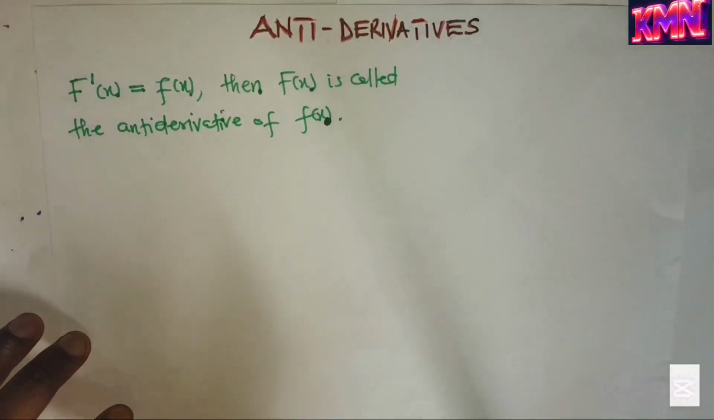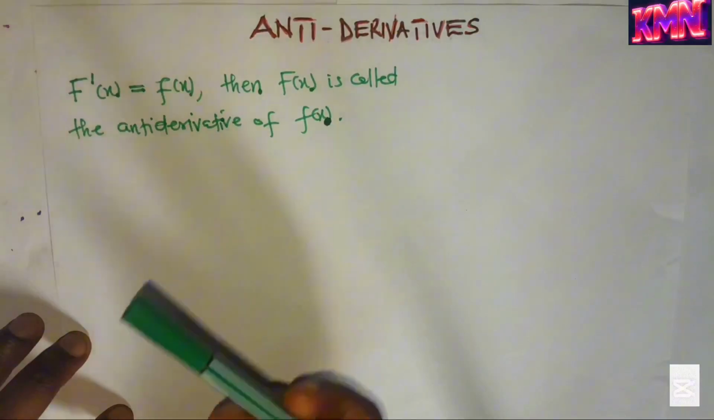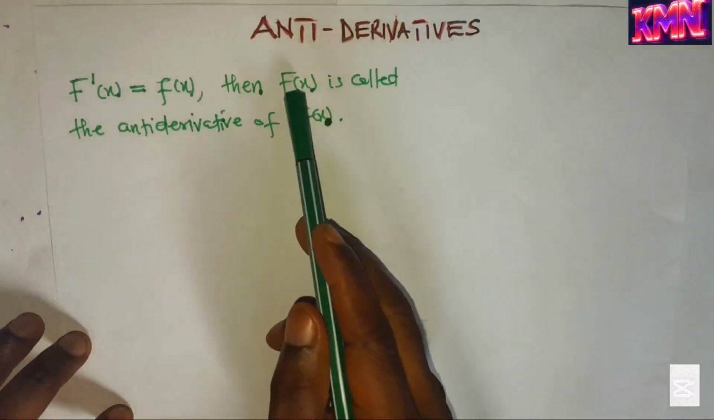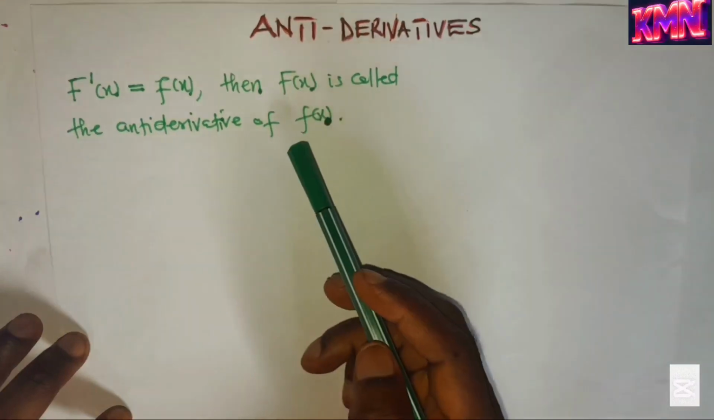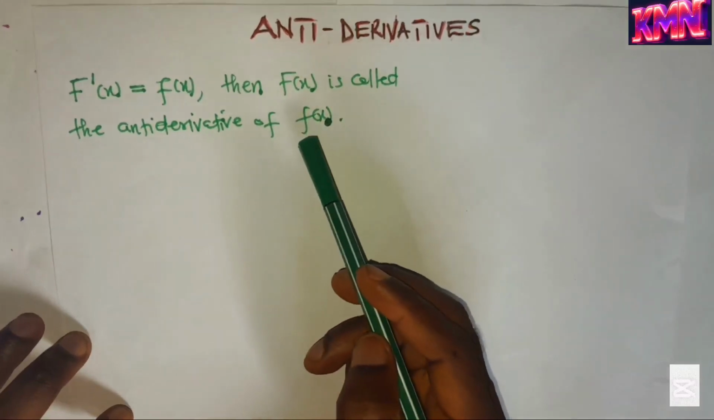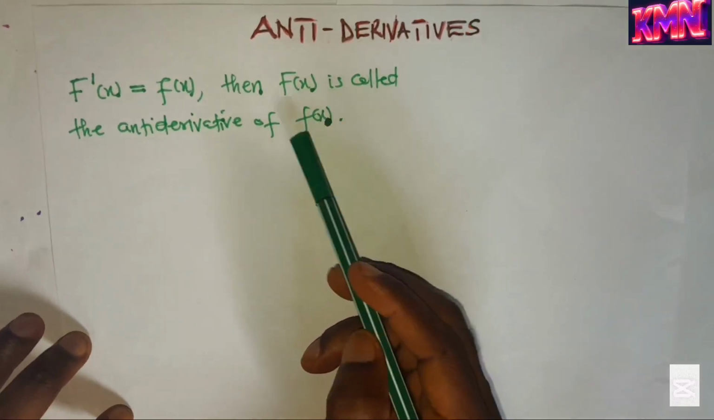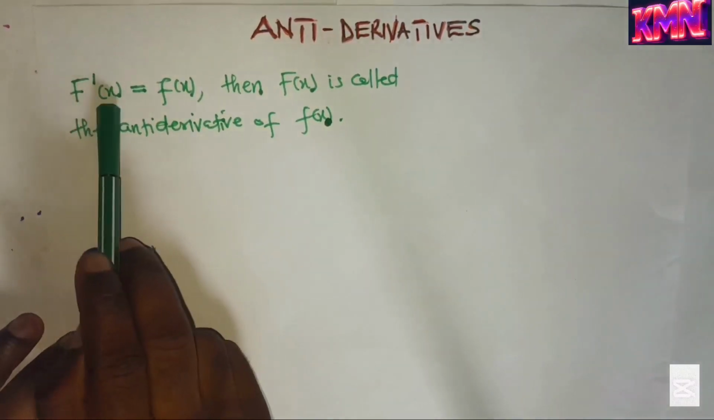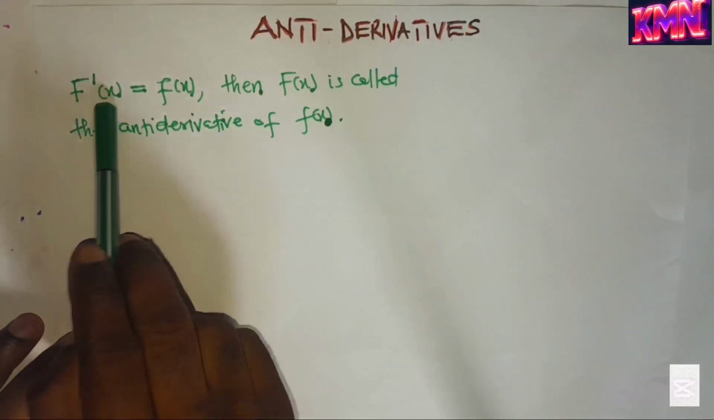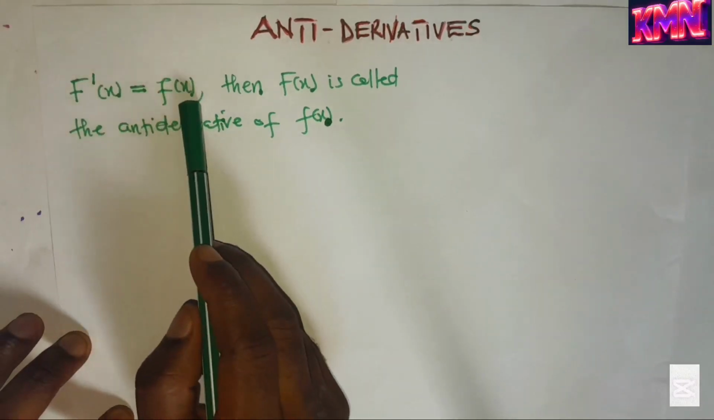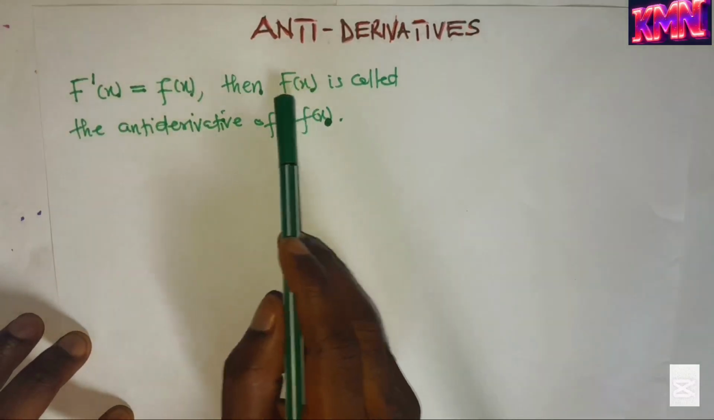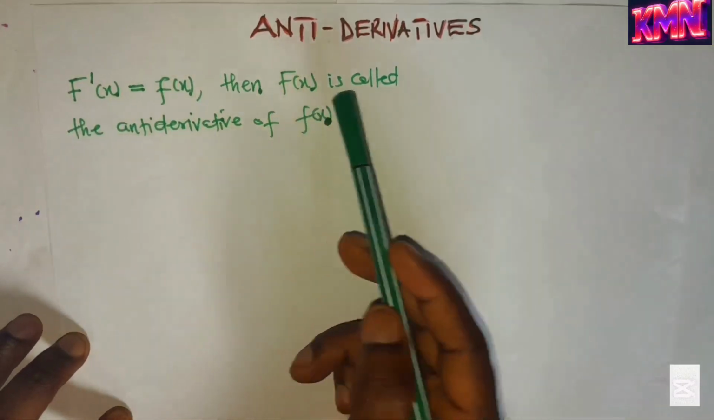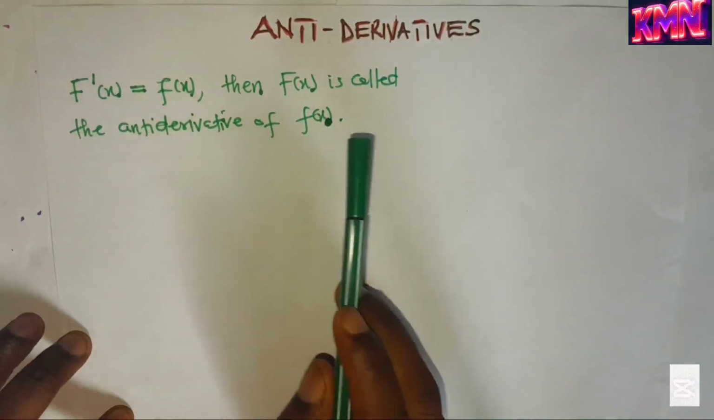So what this implies is that if you have a function represented as capital F at x and another function represented as small f at x, and when we find the derivative of the big F at x, and that gives us the same thing as small f at x, then we can say that the big F at x is the antiderivative of the small f at x.